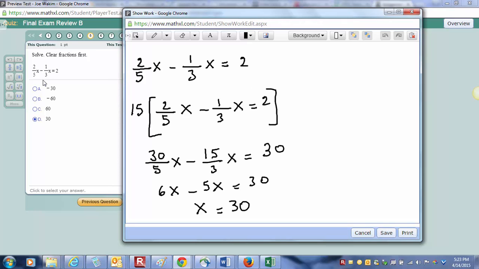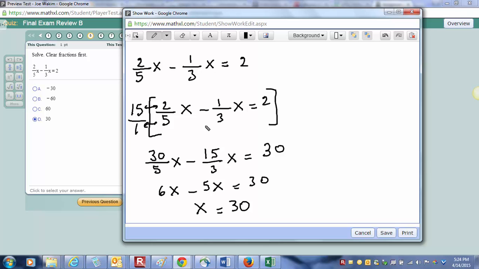this is solving a linear equation having fractions. So the best thing to solve this problem is multiply every term by the lowest common denominator, which is 15. That's what I did here. I multiply 15 by every term inside the bracket. If you multiply 15 by 2 over 5, you can just write 15 as 15 over 1. You can multiply straight across, and that would give you 30 over 5x. And then 15 over 1 times negative 1/3 x, that would give you negative 15 over 3.